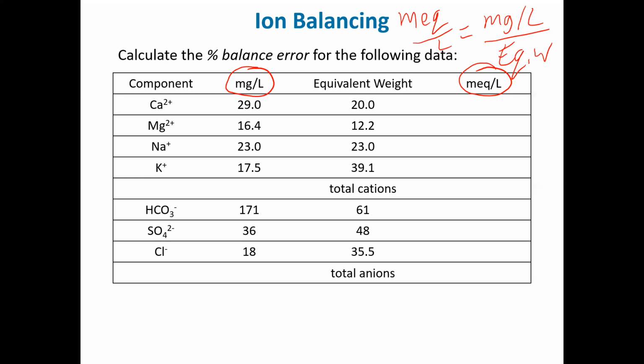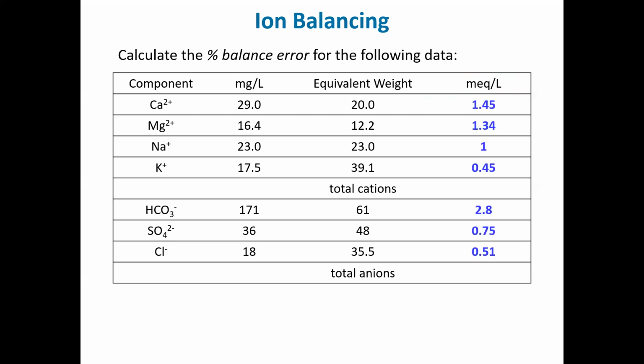So for calcium, let's see if I can squeeze this in. For calcium, you're taking 29 and dividing by 20. And you're going to get 1.45 for calcium. I've done that for all of the other samples there. You can see I've done magnesium, which is 16.4 divided by 12.2. Sodium is 23 divided by 23, which equals 1, and so on. So I've done that for all of the ions.